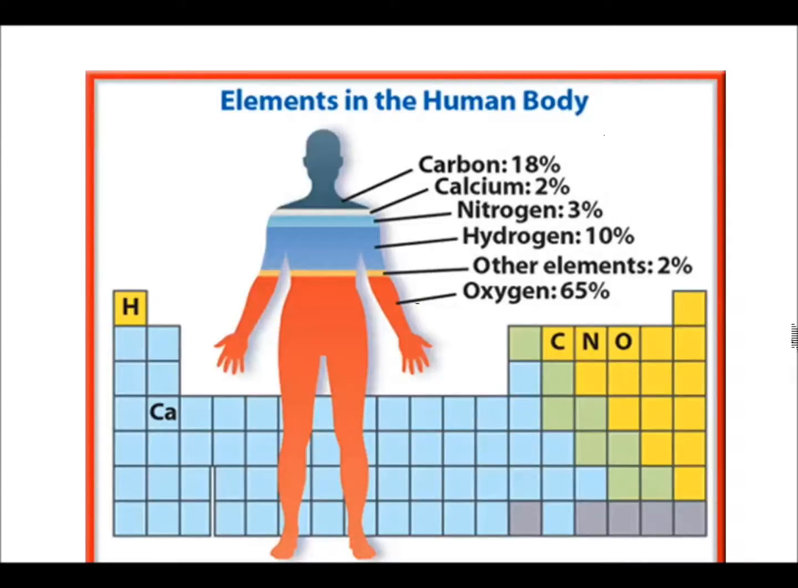Here's a representation of the elements in our human body. You can see the elements there, and on your paper you have a pie chart with these elements in them. So the biggest portion of our body is oxygen with 65%. The next biggest portion is carbon with 18%. Then the next biggest portion is hydrogen with 10%. And then nitrogen with 3%, and calcium 2%. And then all the other elements only make up 2%.